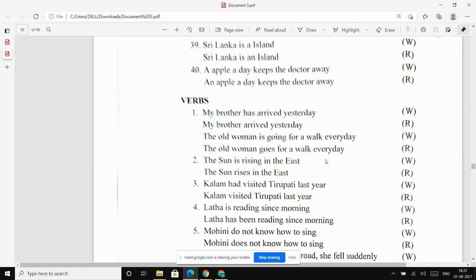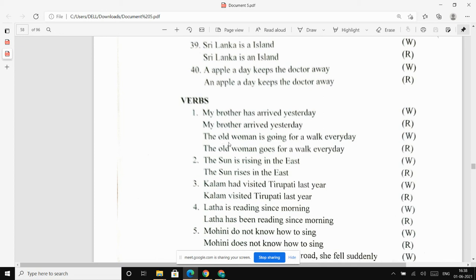Now let us look at the corrections with the verbs. My brother has arrived yesterday. If you observe, has arrived is in the present perfect form, but yesterday tells that it is a past action. So we have to use the past form of the verb arrived. My brother arrived yesterday.